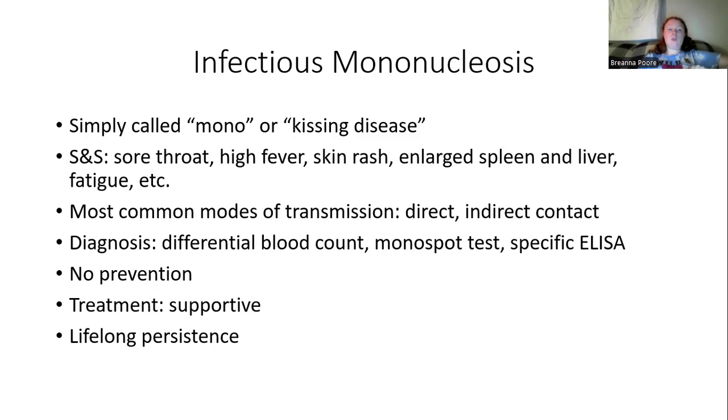It is diagnosed through a differential blood count, a monospot test, and then specific ELISA. There isn't really any prevention for it, but once you are diagnosed with it, it is with you for life. Like it is a lifelong persistence. And treatment is just supportive care.